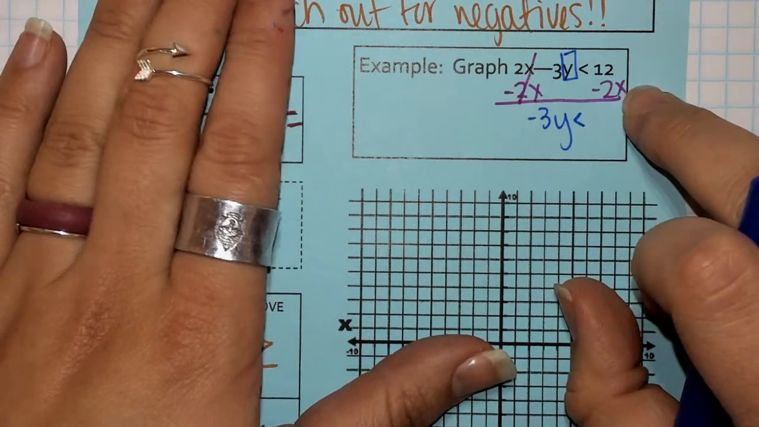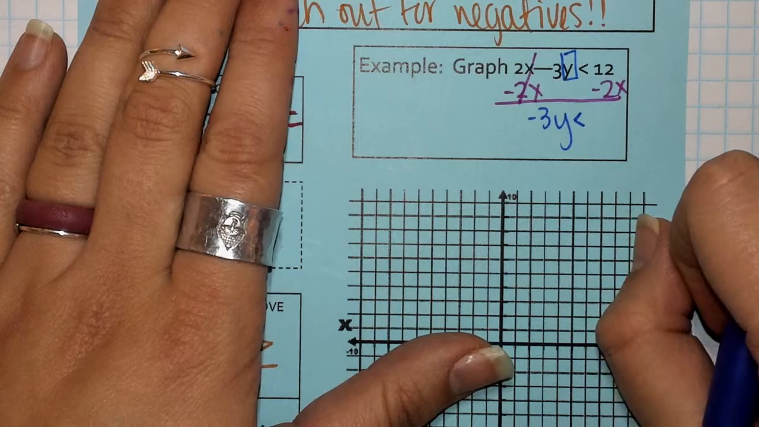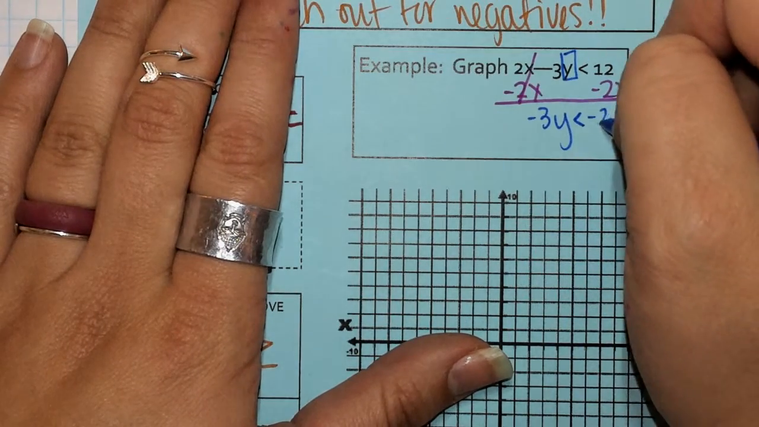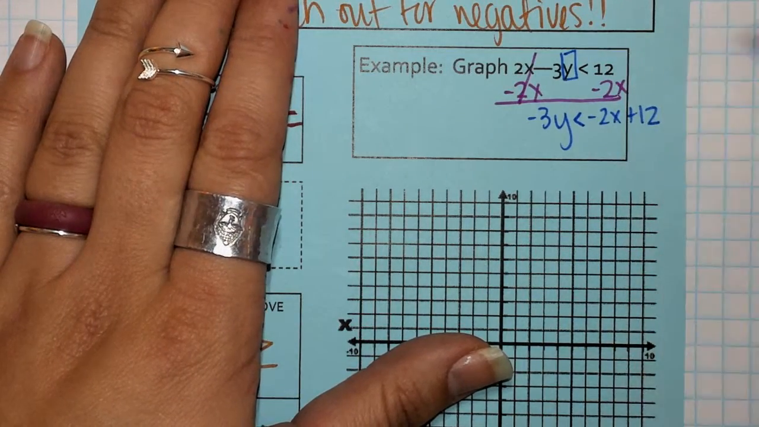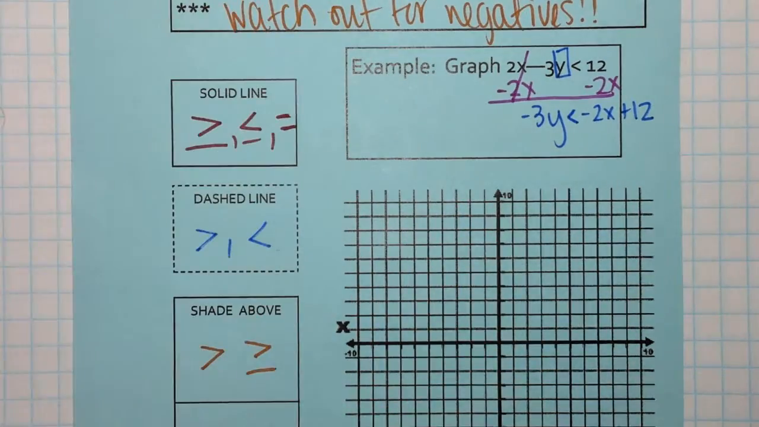Alright, so now, can we combine negative 2x and 12? No. Why? Because they're not like terms. Fantastic. Those of you that said variable or like terms, take a point. Yes, you yelled it out.